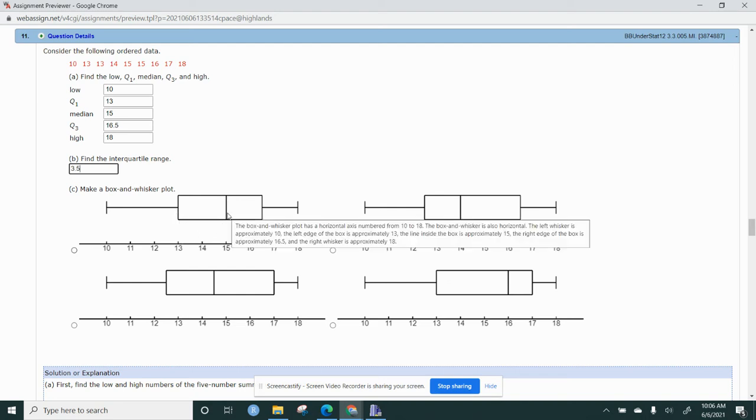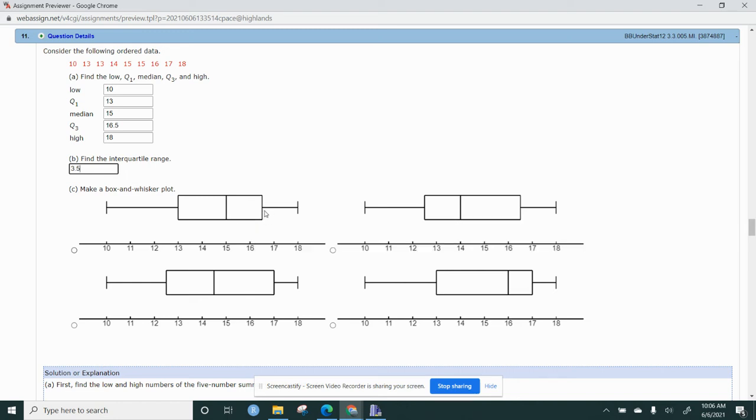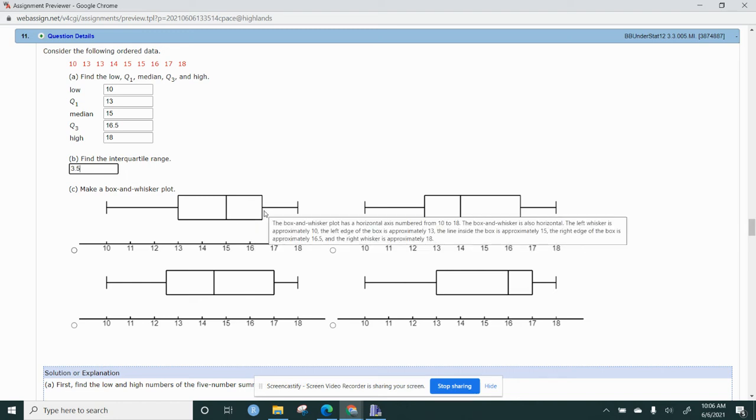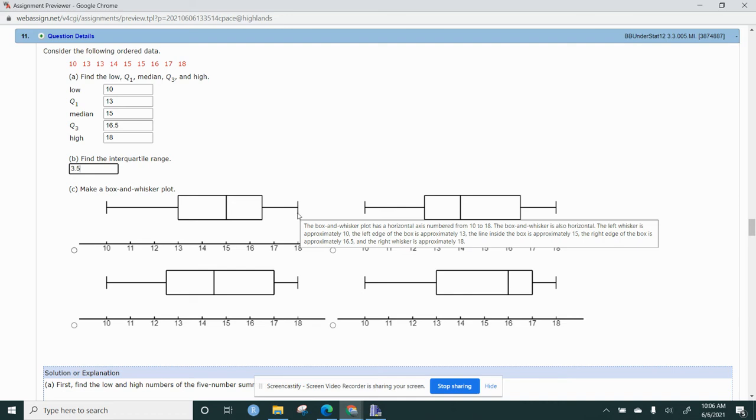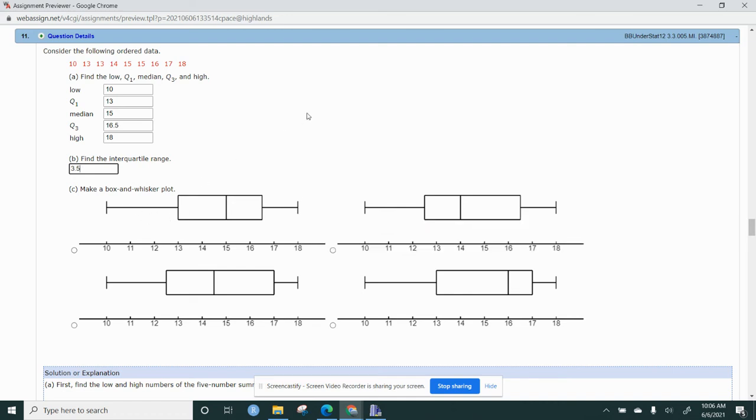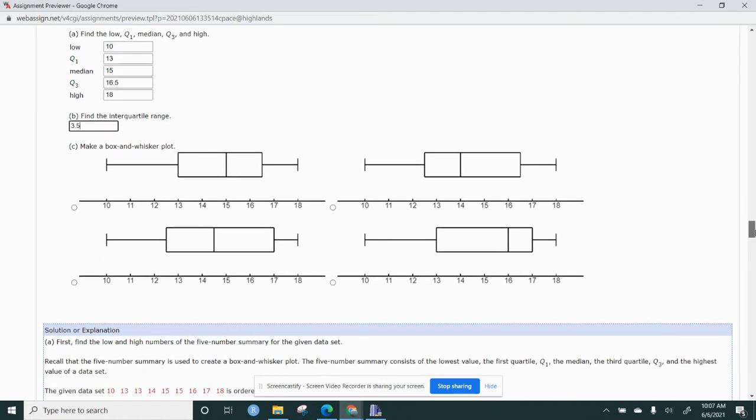13 to 15 is another 25%. 15 to 16.5 is another 25%. And 16.5 to 18 is another 25%. So what this does is it breaks your data into 4 equal parts. Okay. All right. So that's how you do that.